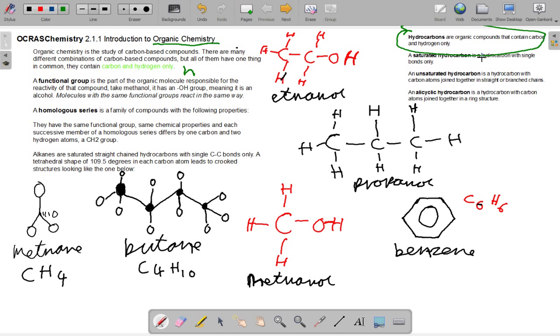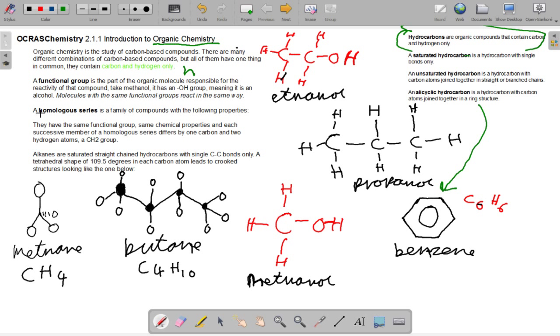And a saturated hydrocarbon is a hydrocarbon with single bonds only. An unsaturated hydrocarbon is a hydrocarbon with carbon atoms joined together in straight or branched chains. And an alicyclic hydrocarbon is a hydrocarbon with carbon atoms joined together in a ring structure, like this compound here called benzene.